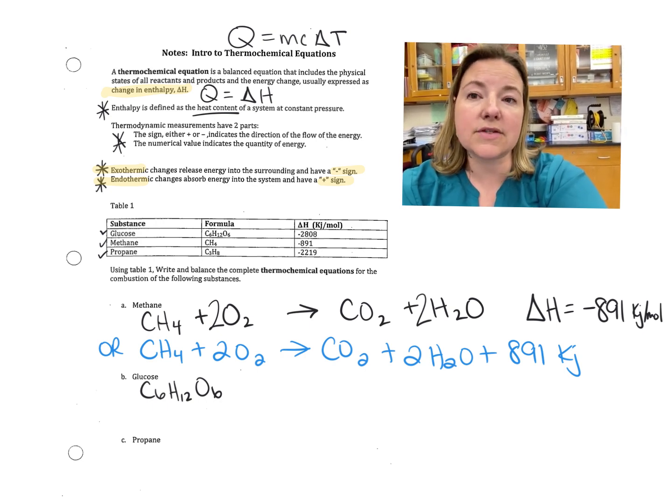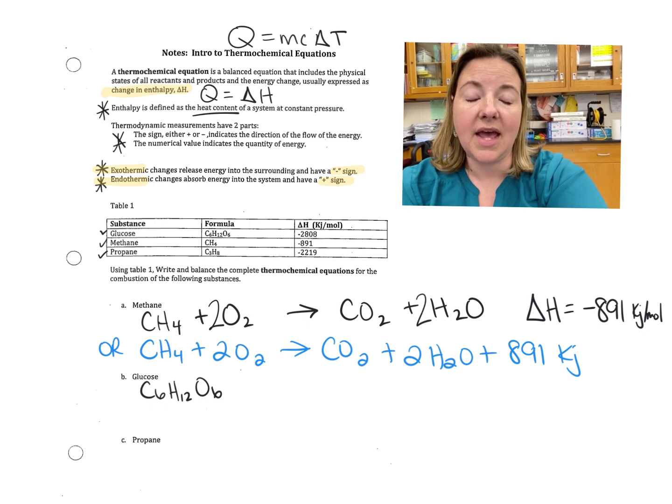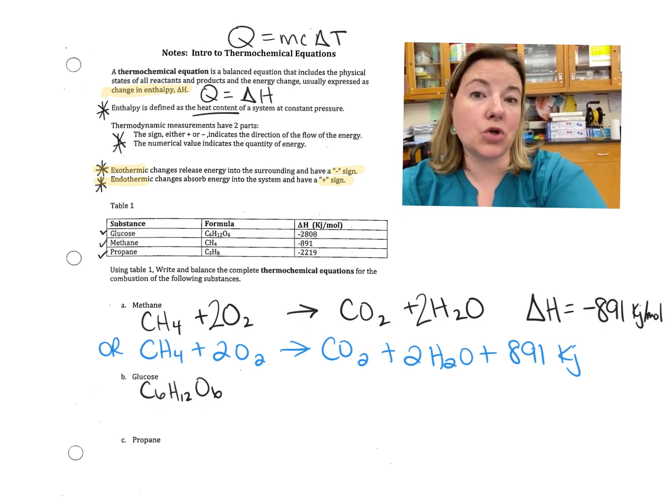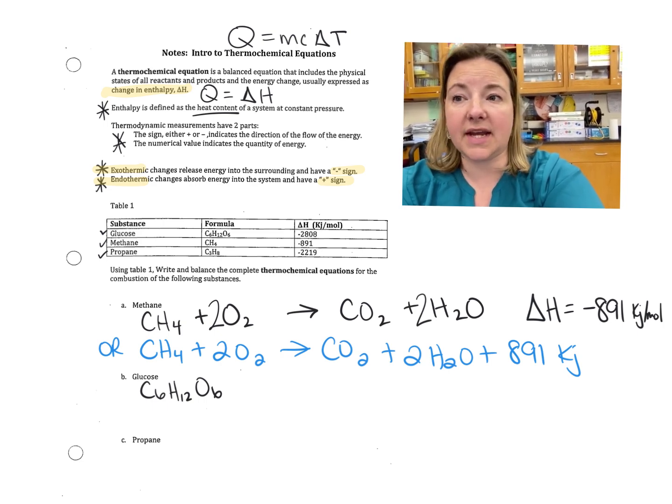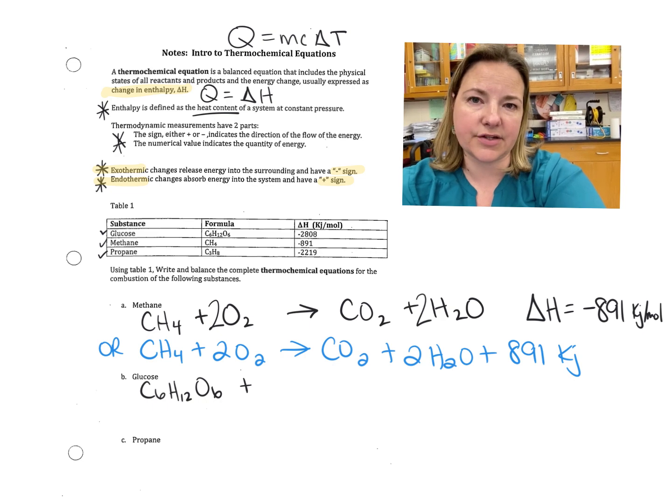So the negative is only involved when we have it at the end, with it being just being told to us that the enthalpy or the delta H of the reaction is negative 2,808, which tells us it's exothermic.